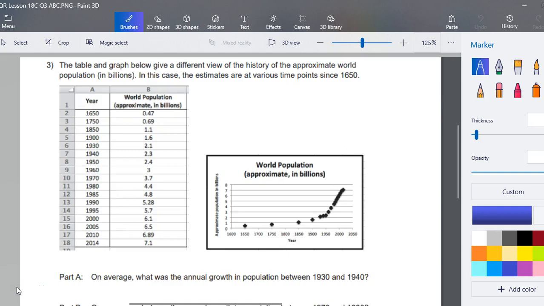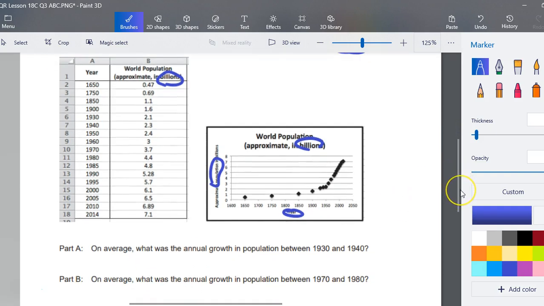So welcome back to question 3. The table and graph below give a different view of the history of the approximate world population in billions. In this case, the estimates are at various time points since 1650. So it's good to pay attention to what's going on in our graph, billions and approximate population. Part A asks, on average, what was the annual growth in population between 1930 and 1940?